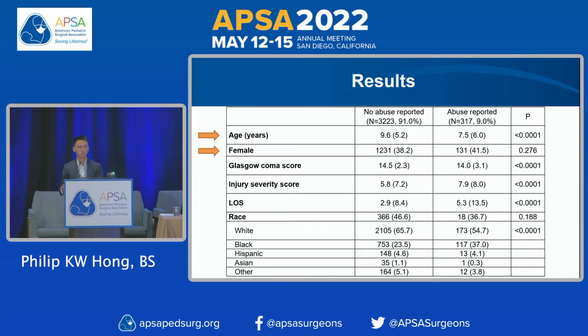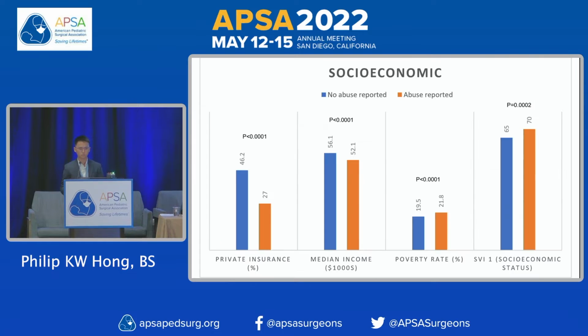Among the abuse-reported cohort, they were often younger with no significant differences in female gender. Patients with child physical abuse were more likely to have worse injury scores, such as Glasgow Coma Scale and injury severity score, with a longer length of stay. This cohort also had a higher proportion of Blacks compared to the non-physical abuse cohort, and lower socioeconomic status, as indicated by lower rate of private insurance, lower family median income, higher poverty rate, and higher social vulnerability index, which indicates worse socioeconomic status.